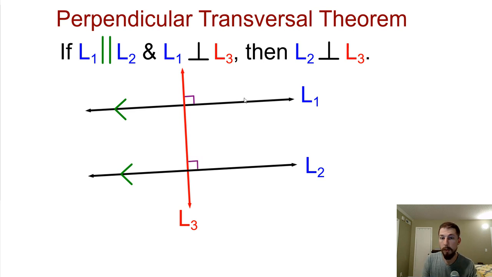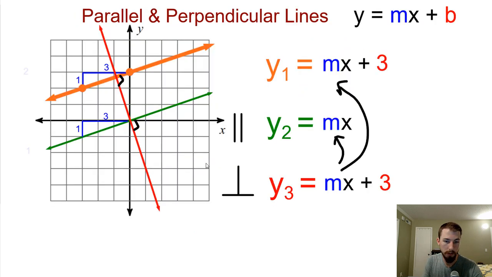So this is the perpendicular transversal theorem. It says if you have two parallel lines and the transversal is perpendicular to one of them, then it will be perpendicular to the other one. Same thing we saw over here. Two parallel lines with the same slope, right? Both of these have a slope of 1/3.